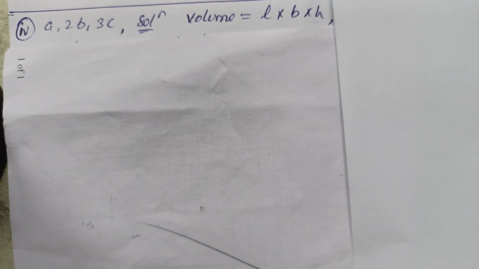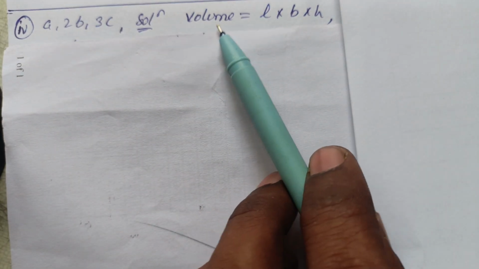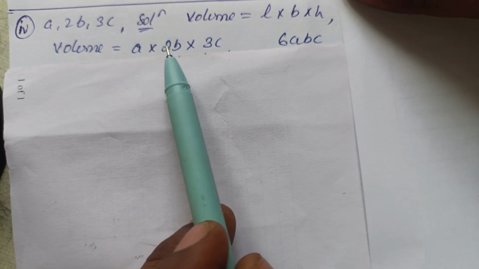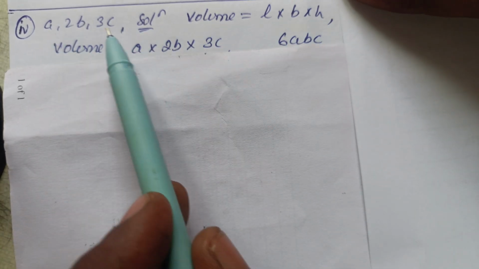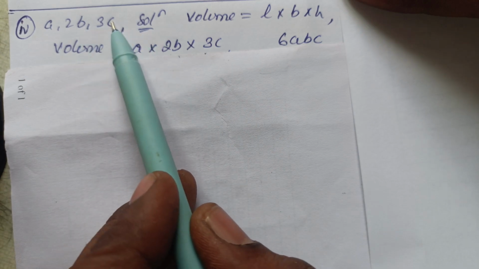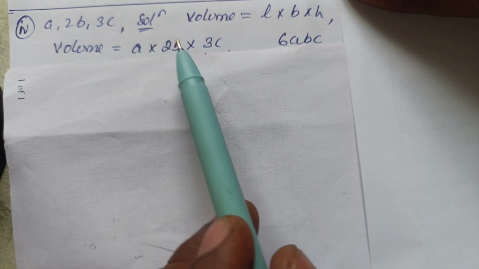Here they have given a, 2b, 3c. So length, breadth and height they have given. We know that the volume of a rectangular box is length into breadth into height. So in this case we can write volume is equal to length into breadth into height, where length is equal to a, breadth is equal to 2b and height is equal to 3c.